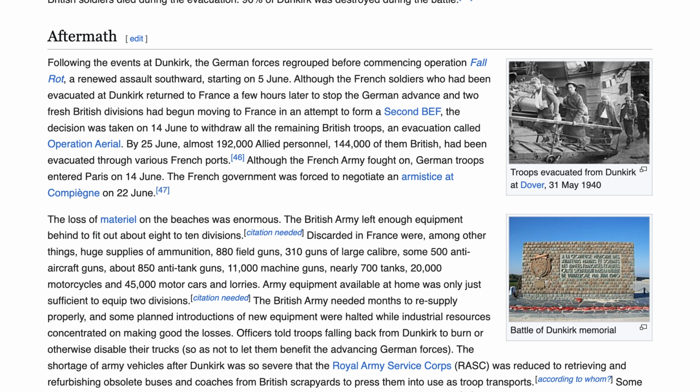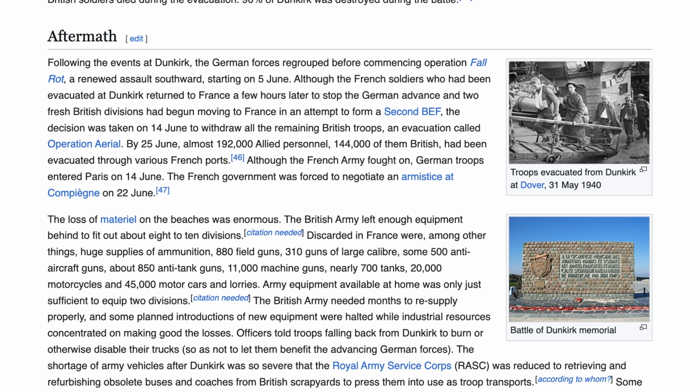The British Army left enough equipment behind to fit out about 8 to 10 divisions. Discarded in France were, among other things, huge supplies of ammunition, 880 field guns, 310 guns of large caliber, some 500 anti-aircraft guns, about 850 anti-tank guns, 11,000 machine guns, nearly 700 tanks, 20,000 motorcycles and 45,000 motor cars and lorries. Army equipment available at home was only just sufficient to equip 2 divisions. The British Army needed months to resupply properly, and some planned introductions of new equipment were halted while industrial resources concentrated on making good the losses.